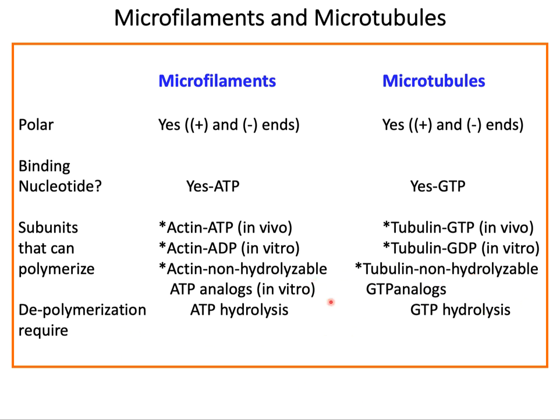What is required for depolymerization? You must have ATP hydrolysis before you can get depolymerization. So you must have a conversion of ATP to ADP before actin will depolymerize. And likewise, you must have a hydrolysis of GTP to GDP on the beta tubulin before the microtubule will depolymerize. Of course, it is the use of these non-hydrolyzable analogs that led to these conclusions about depolymerization.